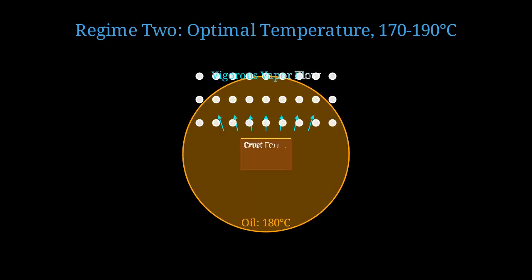At optimal frying temperature, typically 170 to 190 degrees Celsius, we have vigorous boiling at the food surface. Water vaporizes rapidly at the surface, creating a continuous outward flux of vapor. This vapor flux prevents oil from entering. Simultaneously, a crust forms at the surface due to the Maillard reaction and dehydration. The outward vapor flux creates what we can call a vapor barrier. As long as vapor is escaping, oil cannot enter against this flow.